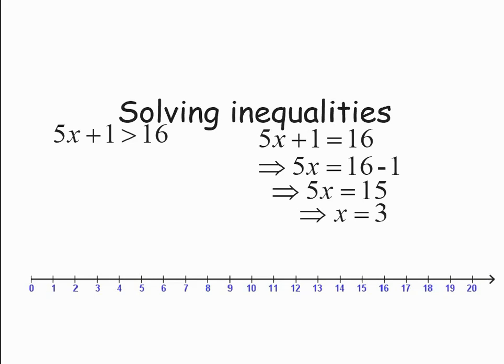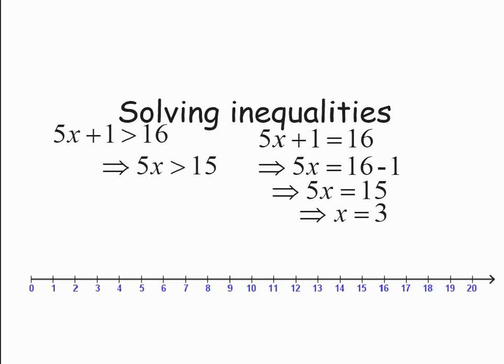And how do we find the value of x? We divide both sides by 5. So 5x divided by 5, 5 cancels 5, we have x remaining, and 15 divided by 5 gives us 3. In the same way, we solve the equation, we also have to solve the inequalities.